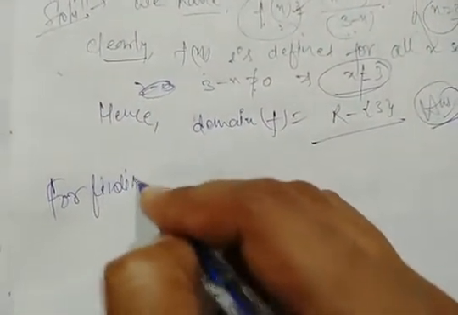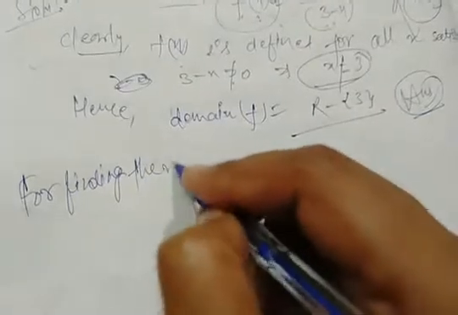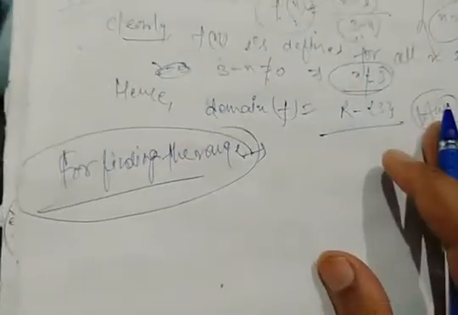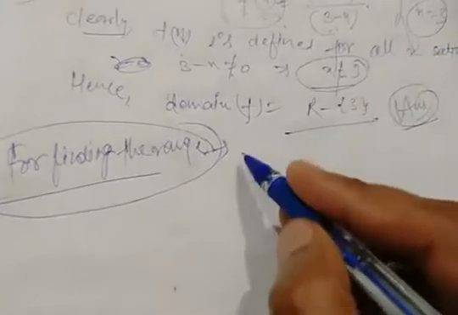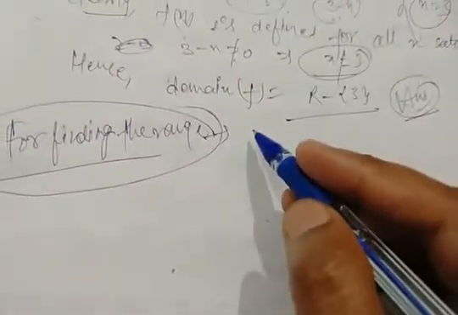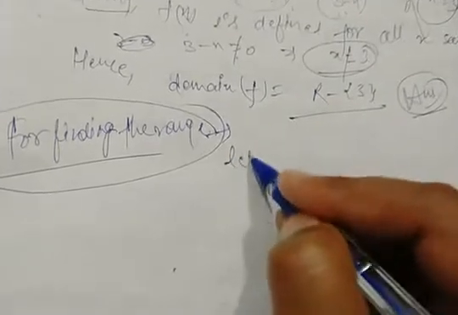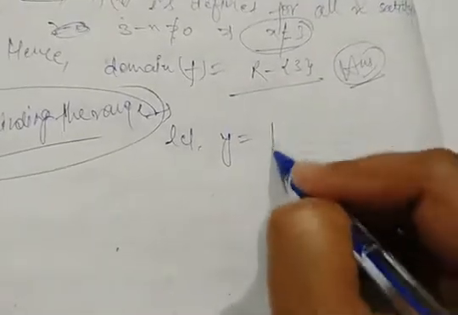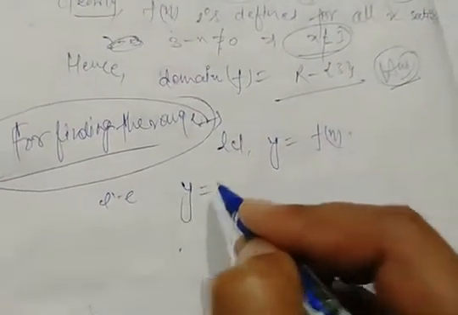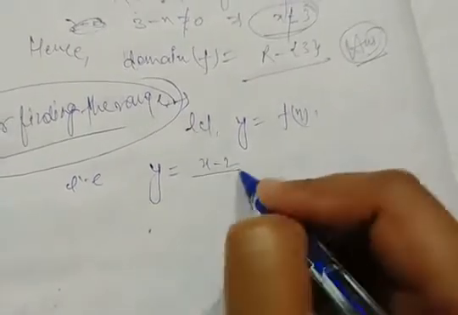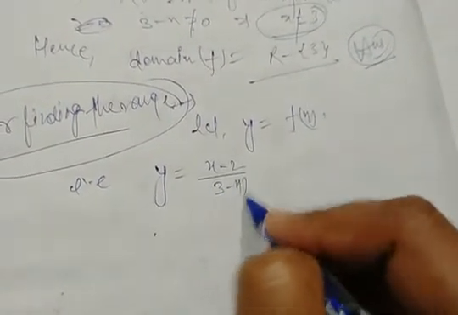for finding the range, we follow some steps. In the first step, first of all we let y is equal to f of x. Okay, let y is equal to f of x, that is we have y is equal to (x minus 2) upon (3 minus x).